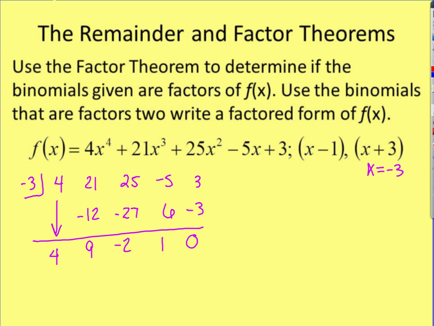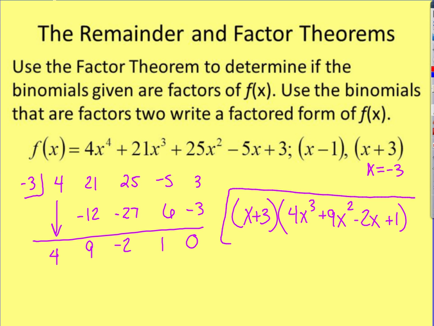So we divided by x plus 3, and we're left with the quotient, which is 4x cubed plus 9x squared minus 2x plus 1. Now, we don't know any other methods right now to help us factor this any farther. Later on in this chapter, we will be learning other methods, but for right now, this would be the factored form of our equation.